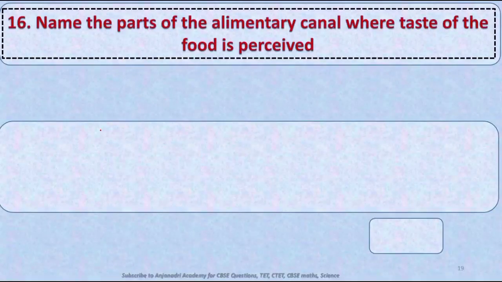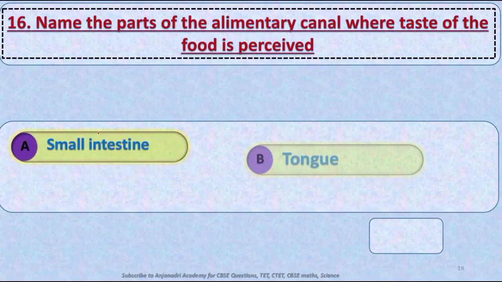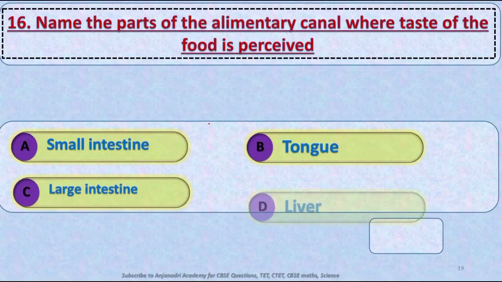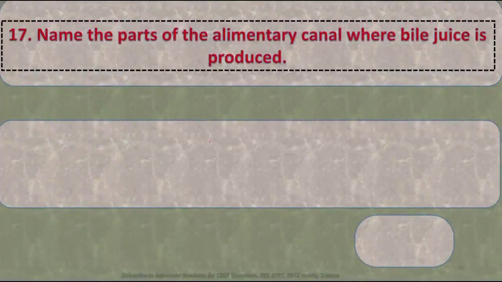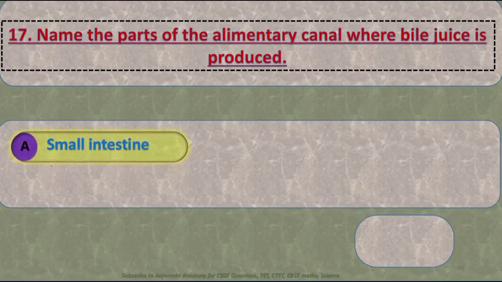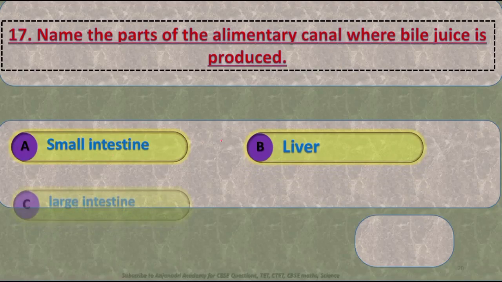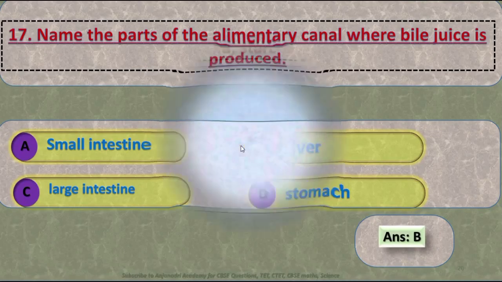Here is the next question. Name the part of the alimentary canal where taste of the food is perceived. In the mouth, mainly it is in the mouth. Small intestine, tongue, large intestine, liver. Option B, the tongue, is the correct answer. Here is the next question. Name the part of the alimentary canal where bile juice is produced. Bile juice is produced by the largest gland in our body, that is the liver. Option B is the correct answer. Liver produces bile juice.